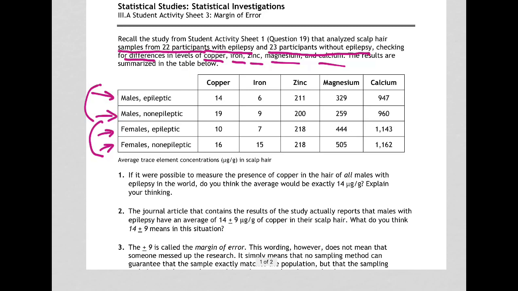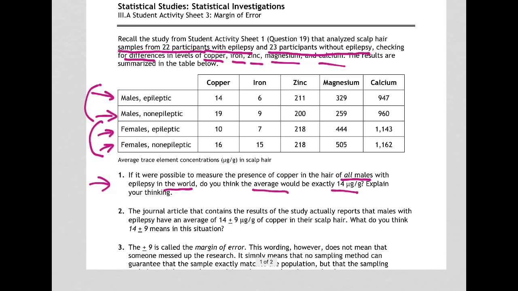So the first problem is basically asking whether or not we think that the presence of copper in the hair of all males with epilepsy in the world, so basically the entire population of males with epilepsy, do we think the average will be exactly 14?